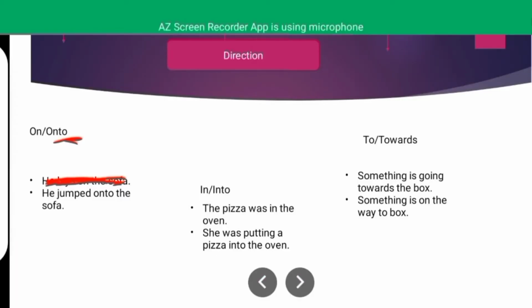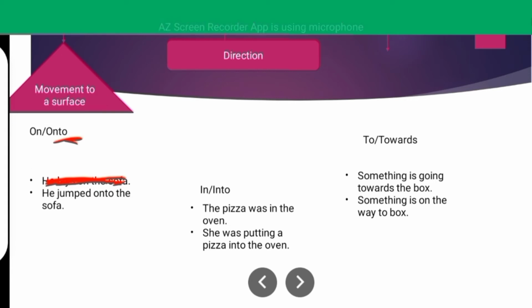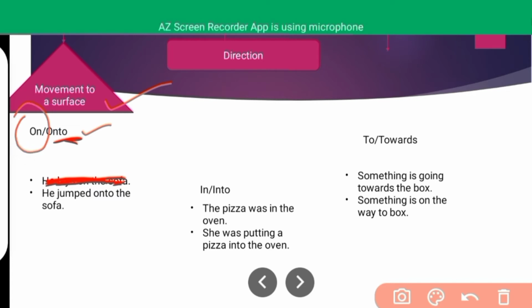Let's discuss preposition of direction. Preposition of direction are categorized into three different categories. First one is movement to a surface. If we want to show the movement to a surface, तो हम उसके लिए जो preposition use करते हैं वो है onto. We have discussed earlier that if we want to show, or if we want to indicate that something or some noun is on the surface, we use preposition on.